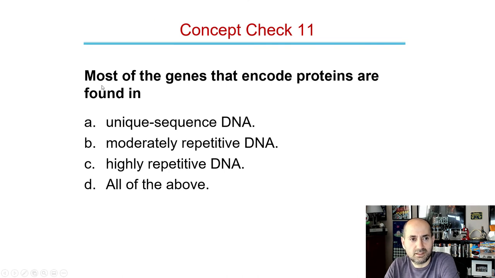So again, here's a concept check. Most of the genes that encode proteins, remember, DNA that codes for protein, are found in unique sequence DNA? Yep. Moderately repetitive? Nope. Highly repetitive? Nope. It has to be unique sequence DNA. You need that unique sequence to code for the protein properly, right?